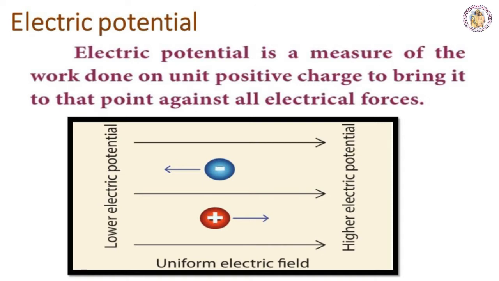So what is electric potential? Electric potential is a measure of the work done on a unit positive charge to bring it to that point against the electrical force. In this image you can see that a lower electrical potential is moved to a higher electrical potential.